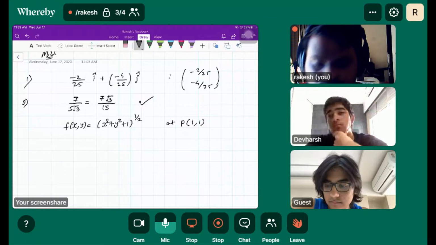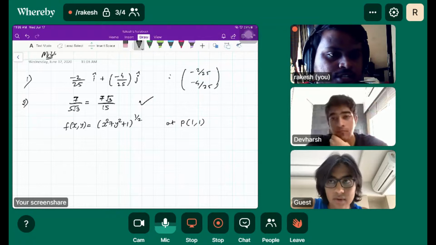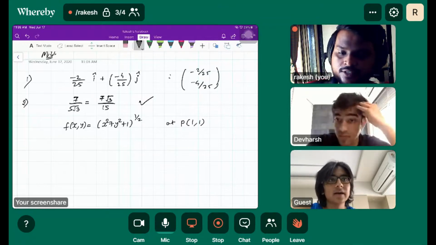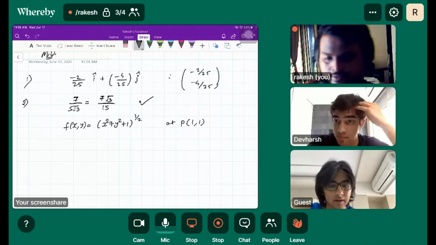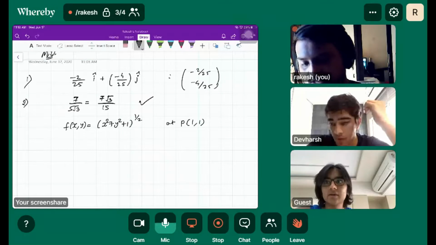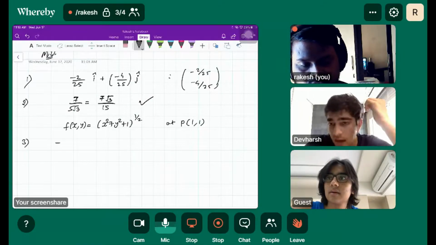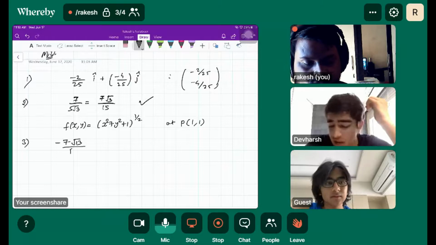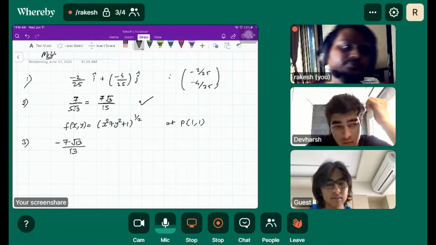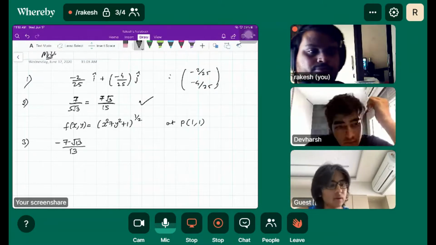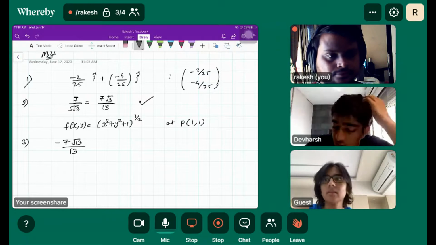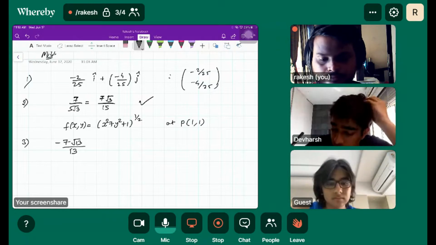Now, is it done, Mano, from your side? The third one. Yeah, I got that long ago. The third one, minus 7 root 13 by 13. Awesome. So the answer is minus 7 root 13 by 13. I got 13, but instead of the 7, I got a 3. I don't know why. I'm checking.